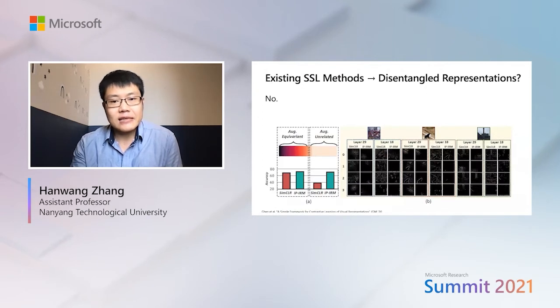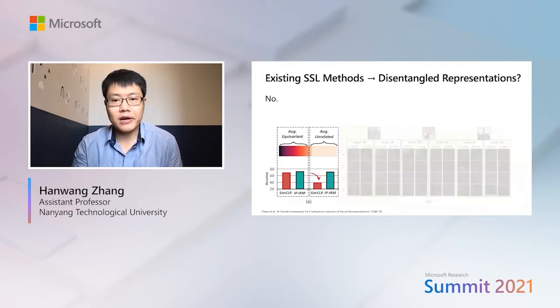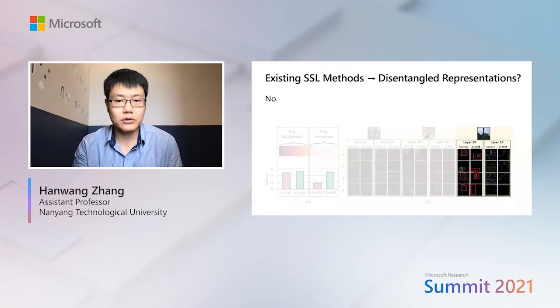Can existing SSL methods lead to disentangled representations? The answer is no. On the left-hand side, we compare the representation learned by SimCLR and our iPerm algorithm on the STL10 dataset. We report the KNN classification accuracy using the augmentation-equivariant features and the augmentation-unrelated features, respectively. We can find SimCLR mostly contributes to the first part, demonstrating that the other part is still useless as the features are still entangled.